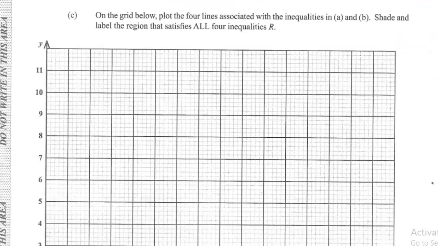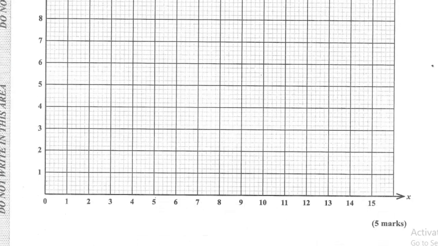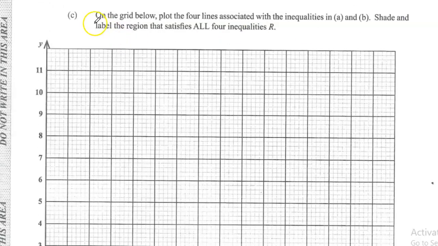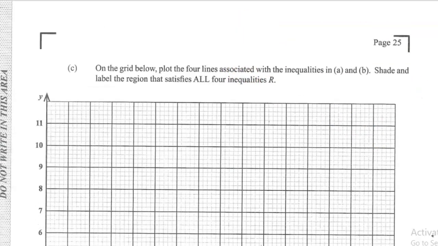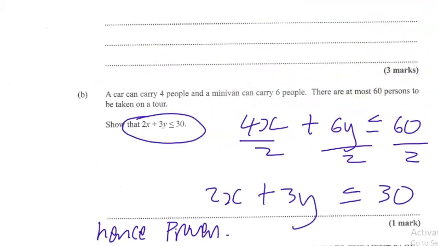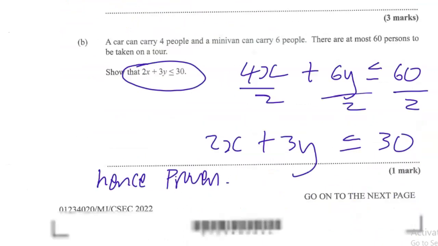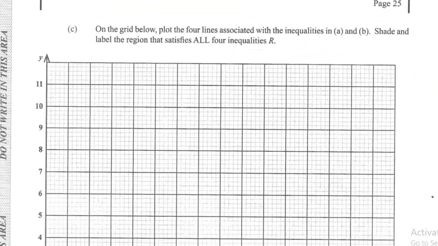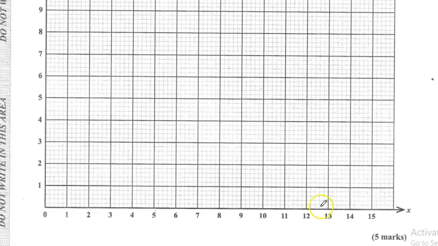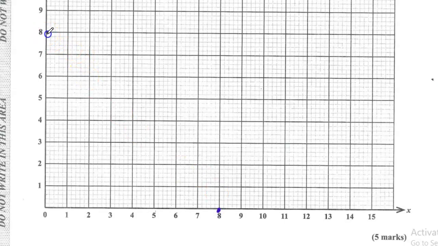I guess now we'll be asked to do a sketch of all these inequalities, the representative line. On the grid below, plot the 4 lines associated with the inequalities in A and B. So again, the first inequality, let me just draw the inequalities. One of them was x plus y. To represent this inequality, we'll draw the line x plus y equal to 8. This line will cut the x and the y axis both at 8. So you cut the x axis at 8, and it cuts the y axis at 8.